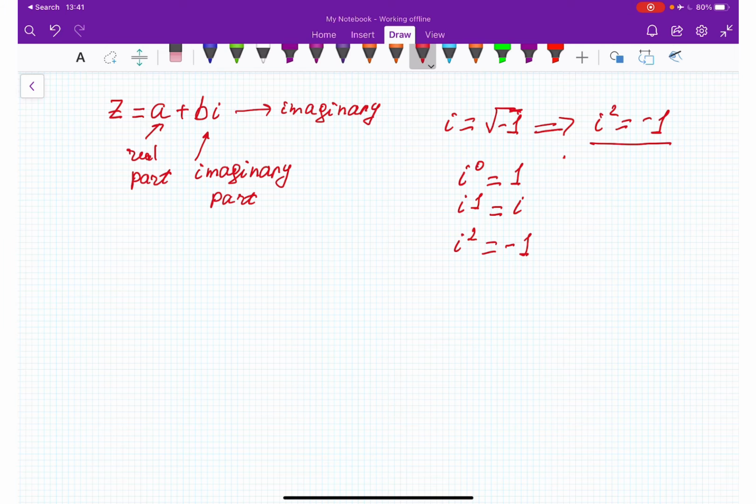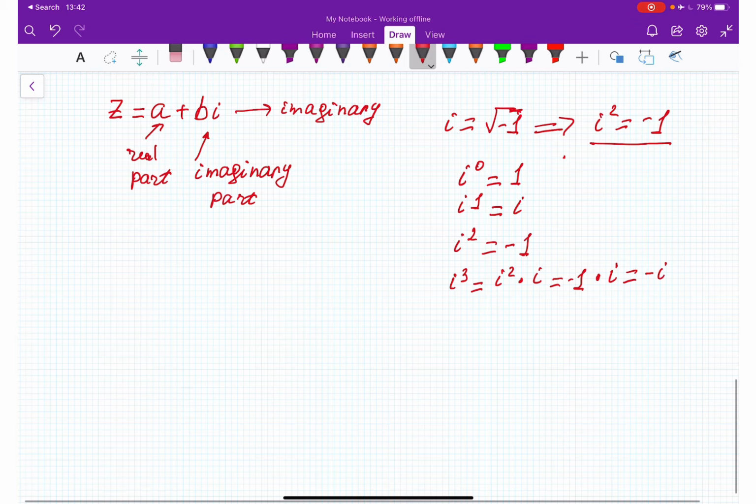Okay, let's take i to the power 3. That is equal to, I can put it as i squared times i, right? Because i is degree 1, i squared degree 2, 2 plus 1 is 3. We add exponents when we multiply numbers with exponents, yes? So that is going to be equal to, i squared is equal to -1, yes? And we multiply by i, we are going to get -i.